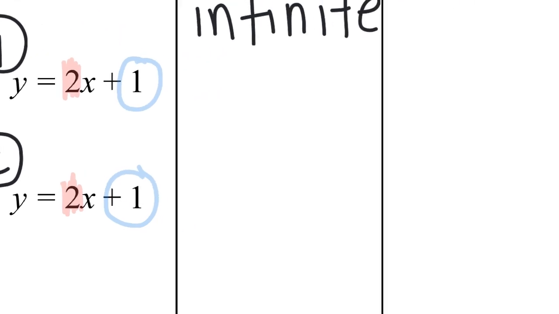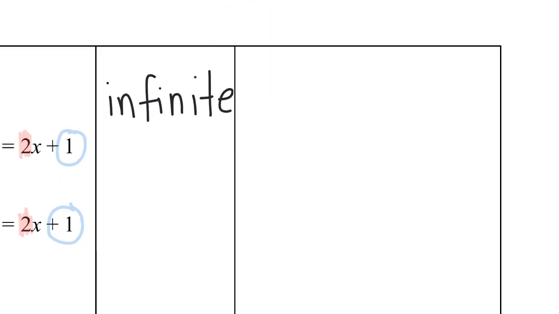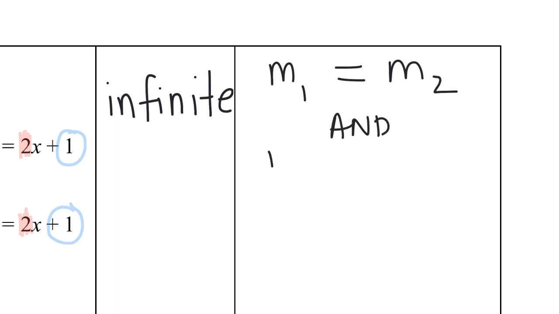So in our conditions box, if you want to have an infinite number of solutions, the slope in your first equation is going to be equal to the slope in the second equation, and the intercept in the first equation is going to be equal to the intercept in the second equation. So everything about the equations has to be identical. The slope has to be identical. The y-intercept has to be identical.